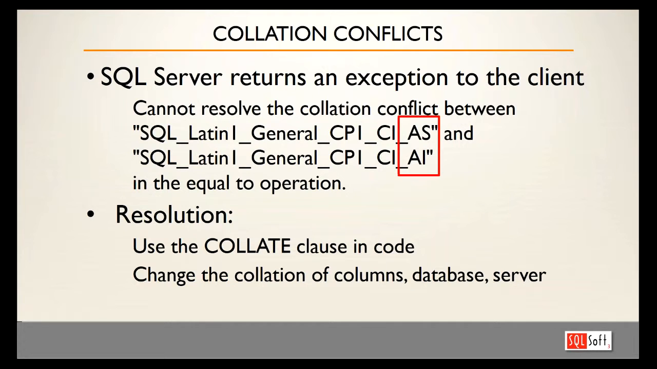So how do you resolve this? Well, you can use the collate clause in your code to assert or cast that data has a certain collation, even if it doesn't have that in the table. Or you can permanently change the collation of columns and change the default collation of the database and of the SQL Server. When you change collation, each column will retain the old collation that it has. So you can change the collation at the database level, but that's just the default. The existing columns, existing data will retain the old collation.